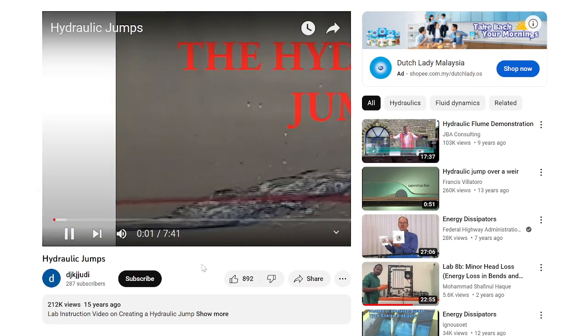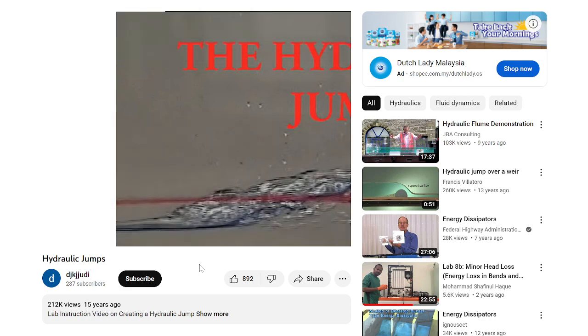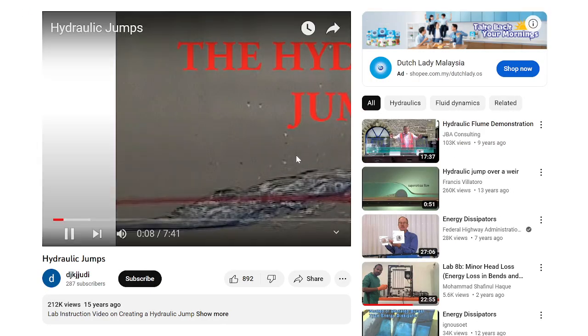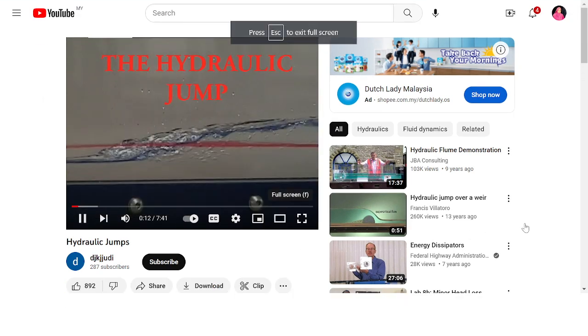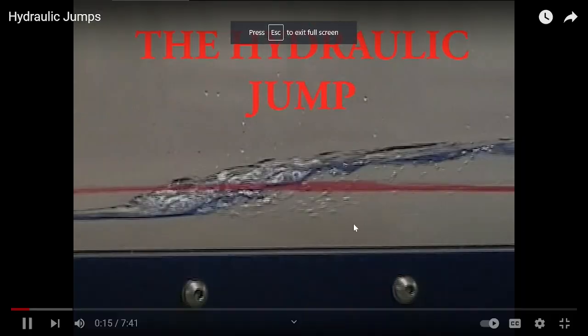This lab exercise is to explore the hydraulic jump phenomenon. The objective is to learn what the hydraulic jump is and be able to properly create and measure a jump. Before we start the lab exercise, we must first learn a few definitions.